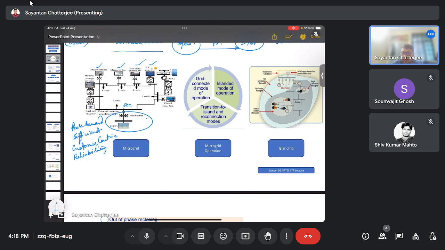Then we can also observe reliability improvement, because there is continuity in power flow, so we don't face any kind of outages or blackouts. So reliability can be maintained. Also, since mostly they are using renewable modes of power generation.